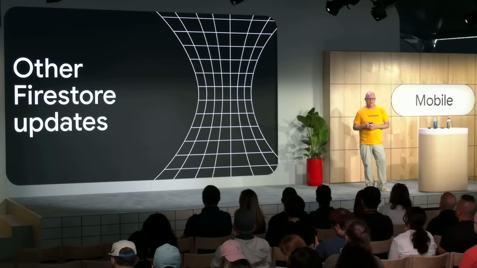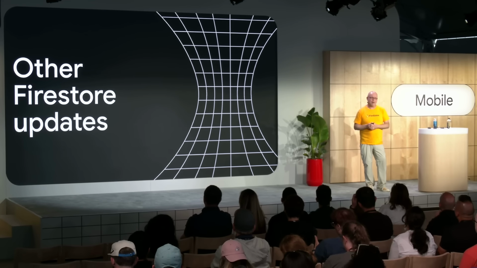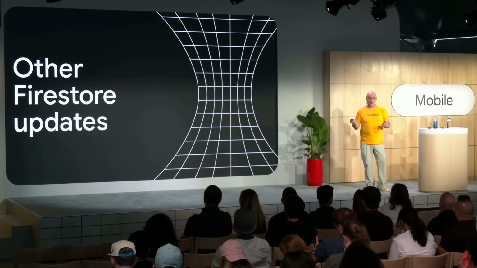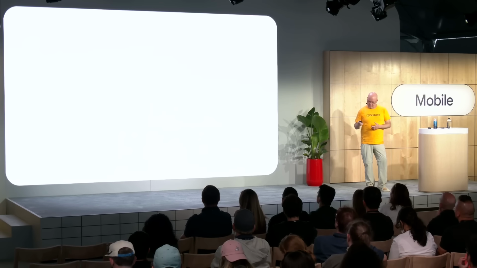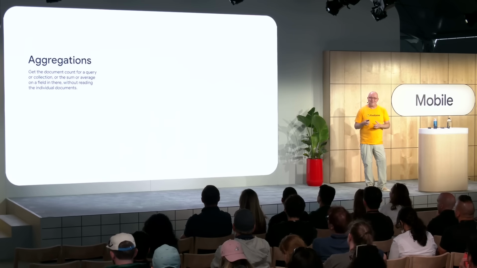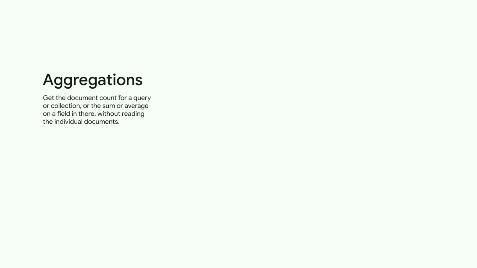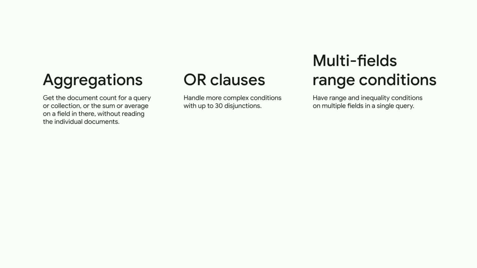Honestly, we've been adding features to Firestore at a rapid pace in the past year and a half. I want to go through some of the highlights. This is definitely not all, but some of my personal highlights. First up, you can now have aggregation. So you can count documents or get the sum or average of fields in there without having to read every individual document. You can have OR conditions in queries, and you can have range conditions on multiple fields in a single query. This allows for much more complex queries on Firestore.